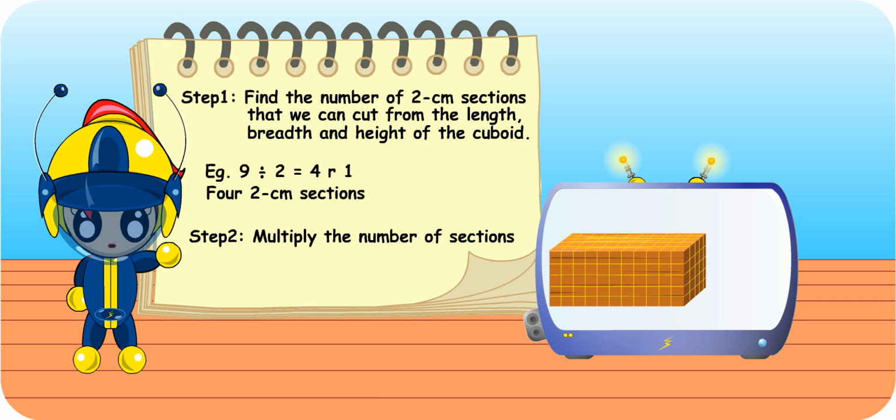Step 2. Multiply the number of sections that can be cut from the length with that from the breadth and that from the height. The result is the maximum number of 2 centimeter cubes that can be cut from the cuboid. Well done. We shall end here today.